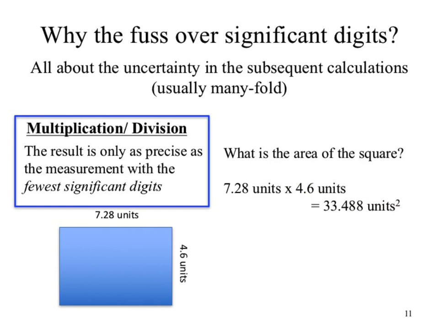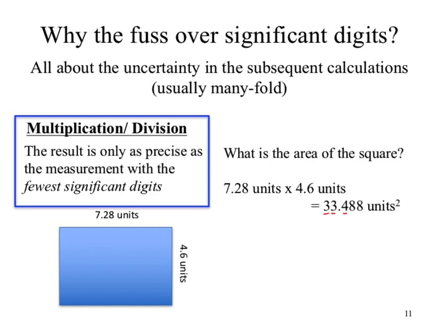Okay, if I did it right, 33.488 units squared. We just saw that my math wasn't the greatest, but hopefully that's right. What do I report as my answer? 33.48. Why 33.48? Actually, no, 33.4. Give me a reason. Because 4.6 only goes to the tenths place, so I should report to the tenths.